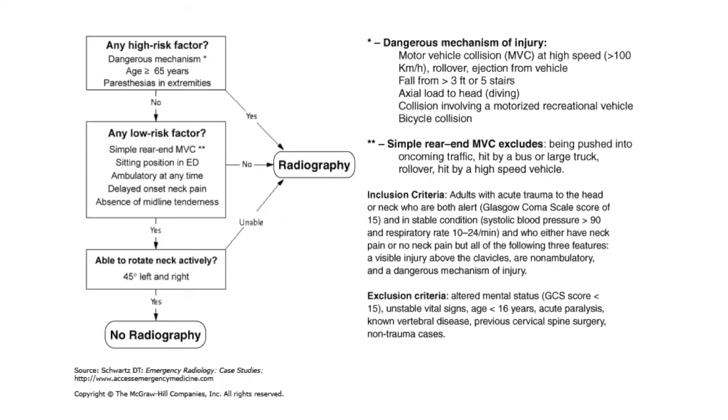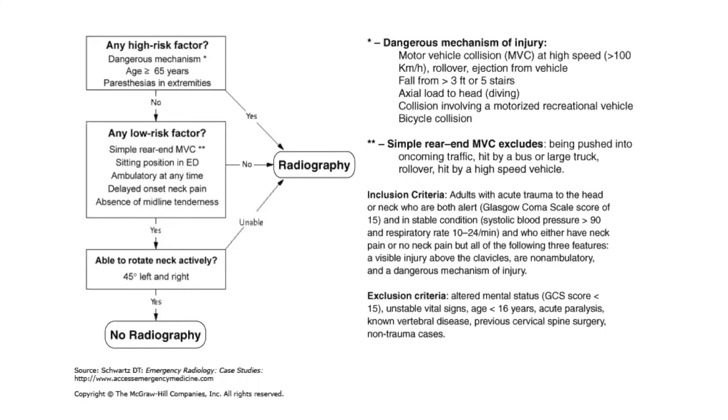After that, they risk stratified people with low risk, simple rear-end motor vehicle collision, but this excludes people being pushed into oncoming traffic, hit by a bus, hit by a large truck, rollover, or hit by a high-speed vehicle, which I assume is 60 to 62 miles per hour. Anyone with low risk is also able to sit down in the ER, ambulatory at any time, has delayed onset of neck pain, and absence of midline tenderness. If the answer is yes, then you don't have to do anything.